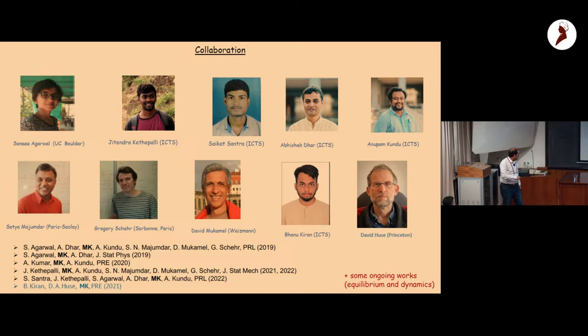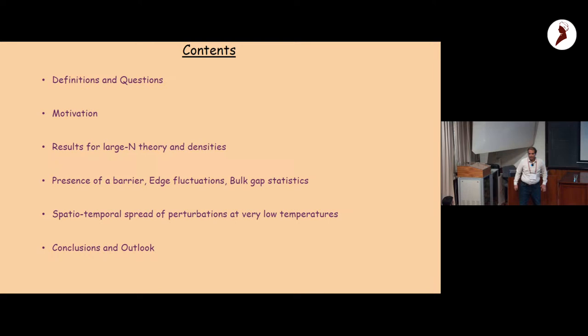In terms of dynamics, except this last one here, there are not many new results yet. So let me start by giving the contents of the talk. I'll first start with definitions and questions, and then I will present a motivation. Then I'll discuss results for large N theory, where N is the number of particles with this power law interaction, and how they arrange themselves and what kind of density profiles they have. Then I will discuss what happens when you take these power law models and add barriers. And I'll discuss certain quantities such as edge fluctuations, bulk gap statistics. And if time permits, I'll discuss certain dynamical aspects like spatio-temporal spread of perturbations.